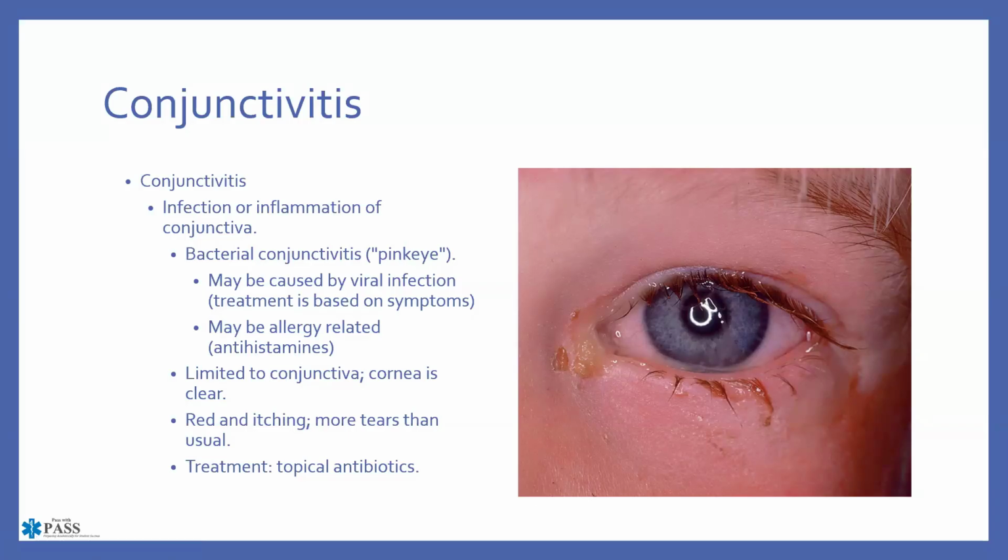So we try to keep people home from work or home from school in the event that we think they have pink eye. It's just something to think about there because we don't want to spread this around. It is limited to the conjunctiva. The cornea is clear itself. Most of the time, these are going to be red and itching, and they're going to tear more than usual. And the treatment for these conditions is going to be topical antibiotics. The other thing that you can see here is all the purulent drainage surrounding the eye. It's not necessarily pus, but it's all the drainage that is there. And it's basically that bacteria that is starting to come out, which is why this individual here would need a topical antibiotic to help relieve that.